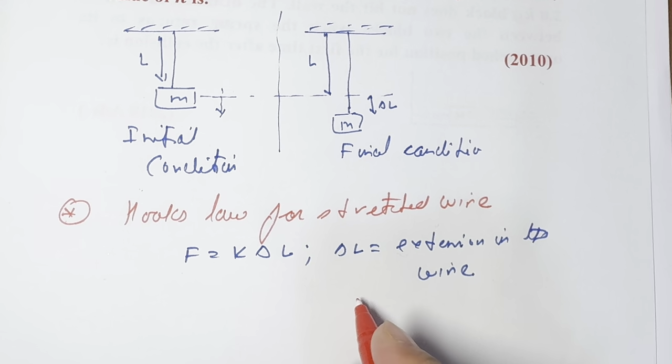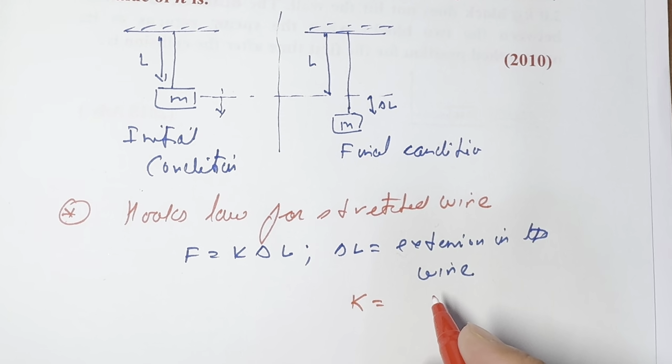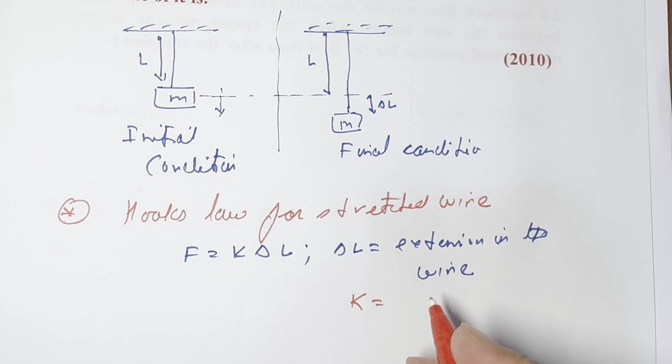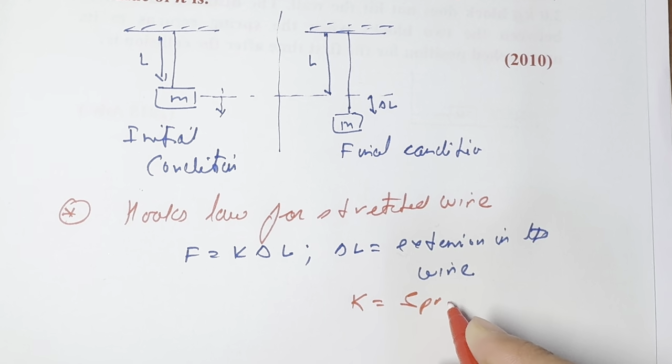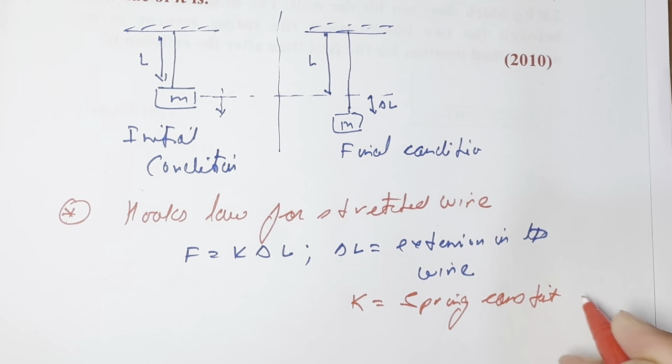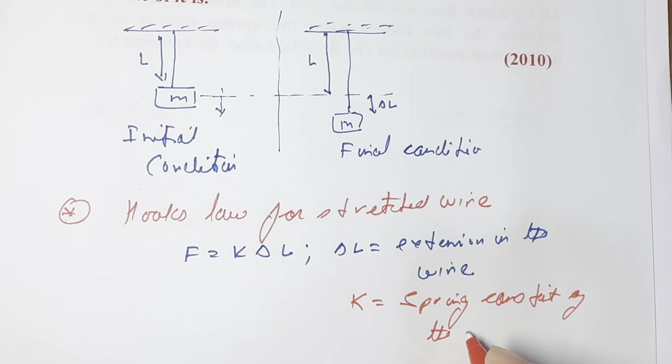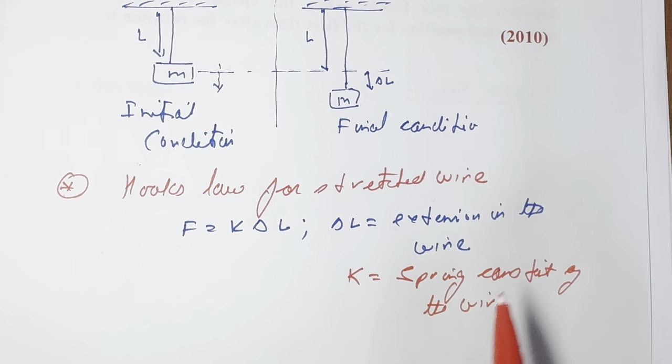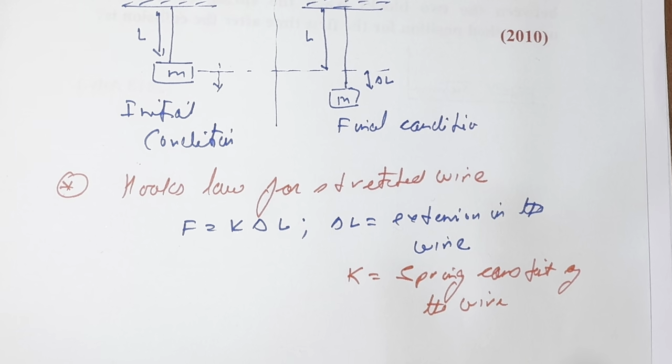And K is the spring constant of the wire, because the wire should have some spring property. That's why we are calling this K the spring constant of the wire. If the wire doesn't have a spring property, then it won't execute SHM. It will not be possible for it to vibrate. That's why it's called the spring constant of the wire.